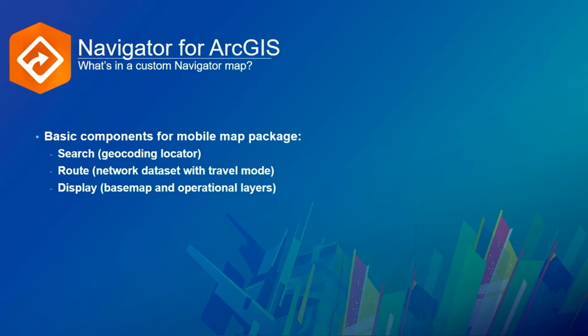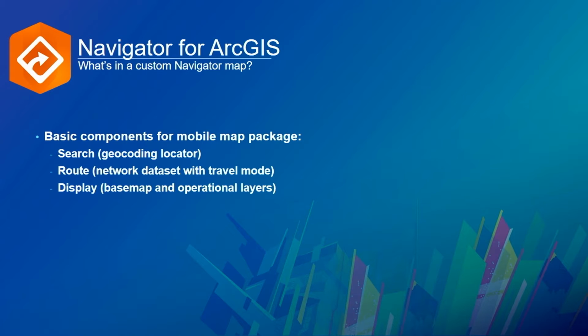If you need to get people across campus on golf carts and you want this path to only be a golf cart accessible path, you can definitely do that as well. Those are things that you would need to set in your mobile map package when you're creating your custom layer, which is the network dataset with the travel mode. And finally, they would need to see something in Navigator. So they're going to need to see a base map. So you're going to want to put that in the mobile map package.